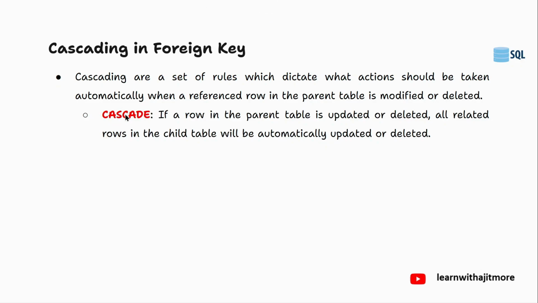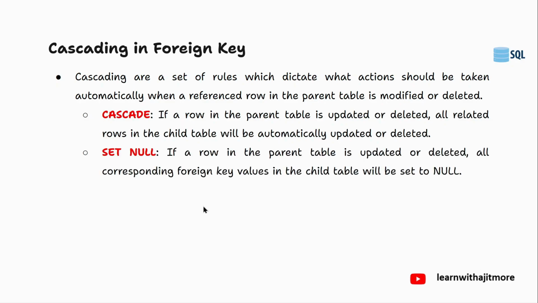So cascade, what it does, automatically, if the parent is deleted, automatically the children are deleted, those who are referring to that parent value. If the parent is modified, automatically the children are modified. Correct? So rows in the child table will also get automatically updated or deleted. I'll show you that. Okay. Second is set null.